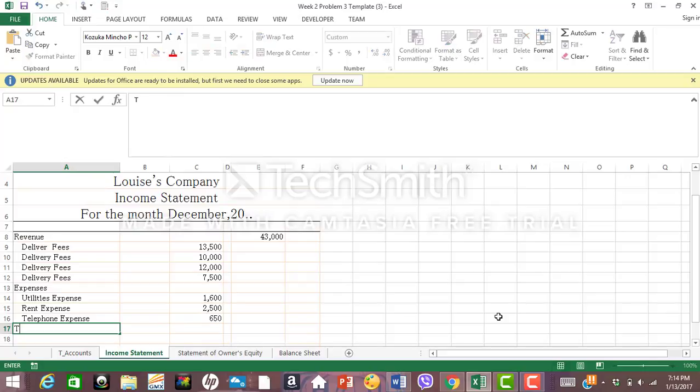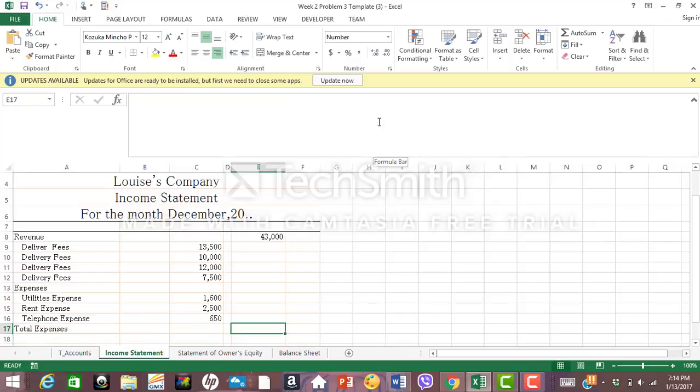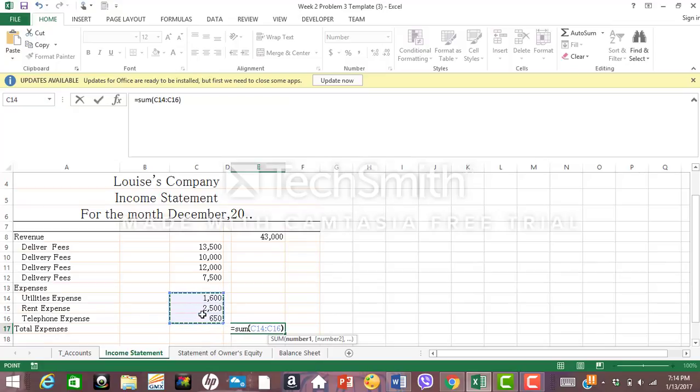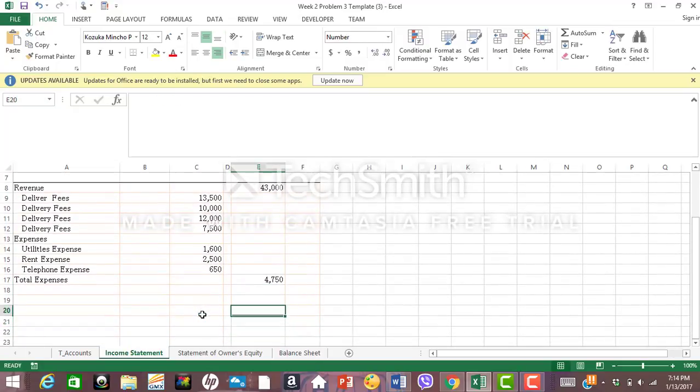All right, so total expenses, I'm going to put them right here. The sum of these is 4,750. So if you want to know whether you have net income or net loss, you take your total revenue minus your expenses, and you have a net income of 38,250.